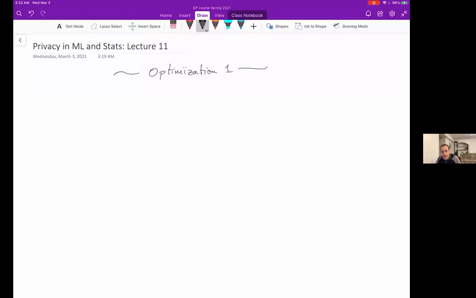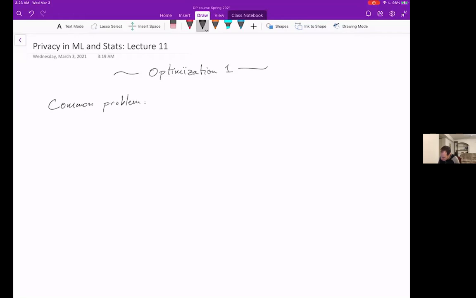So today, we're going to start a small unit on optimization that will be a lead-in to a bigger unit on query release and generation of synthetic data. So the optimization problems we're going to be looking at are really a family of problems that come up a lot when we're fitting models in machine learning and statistics.